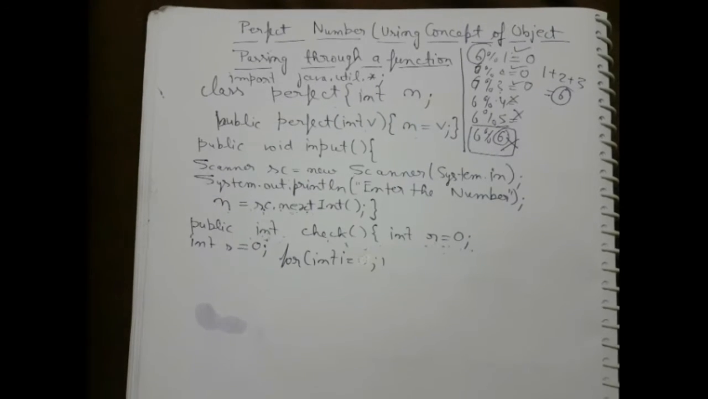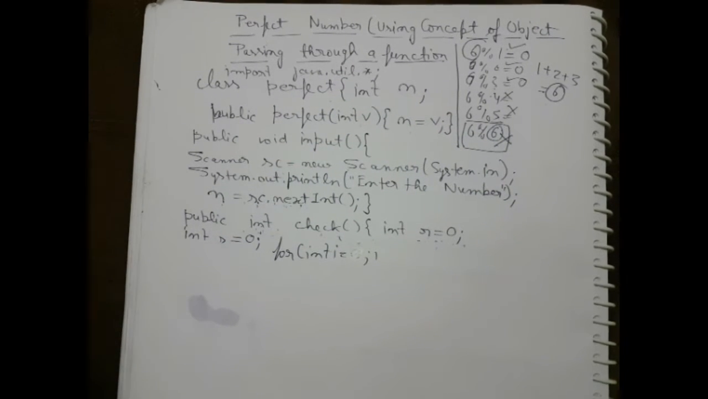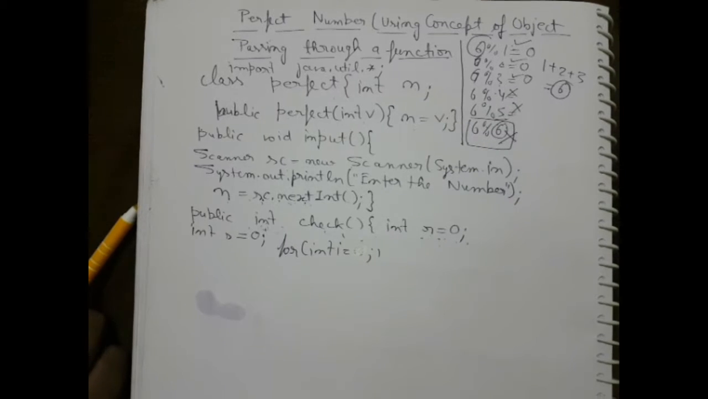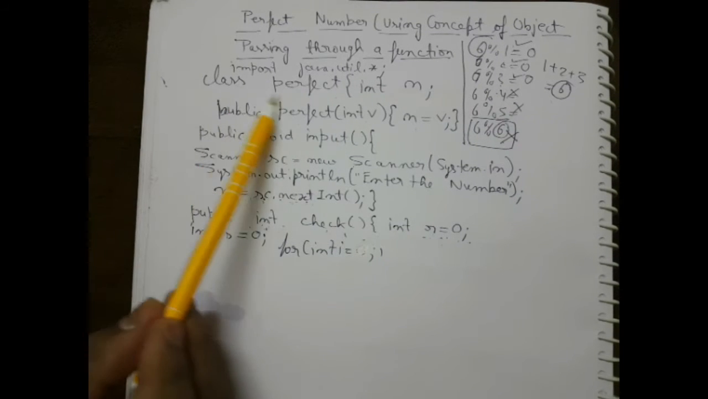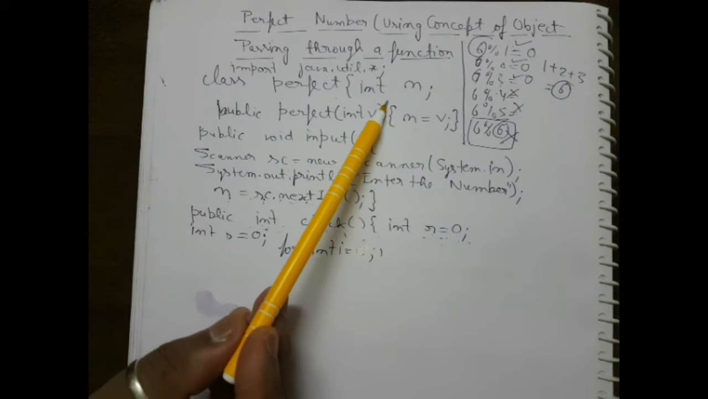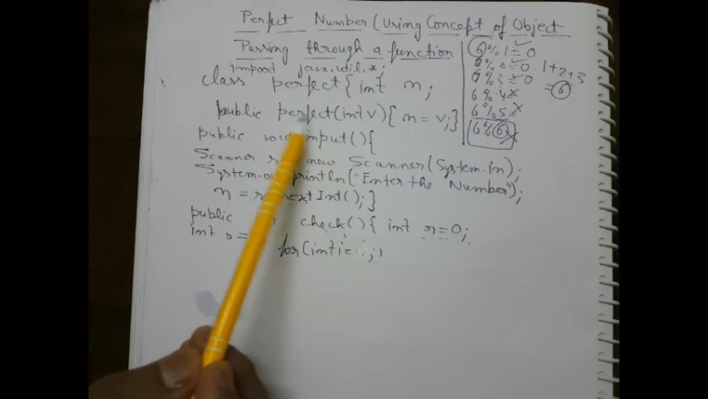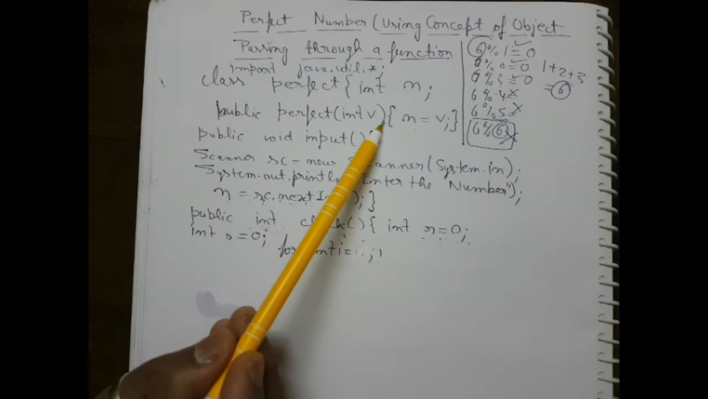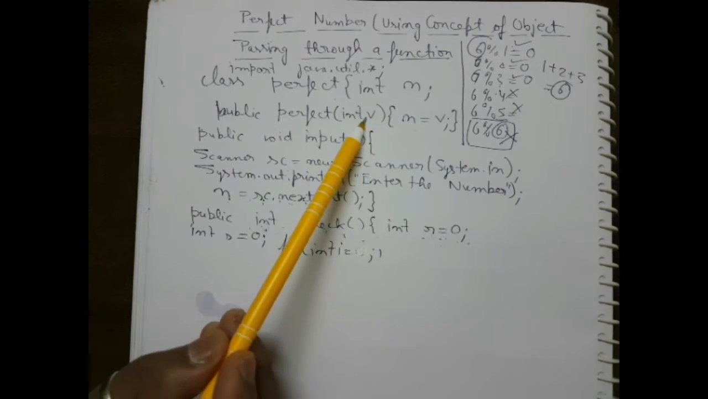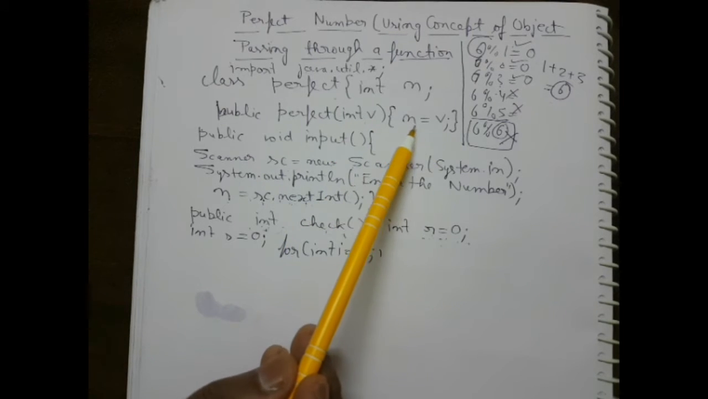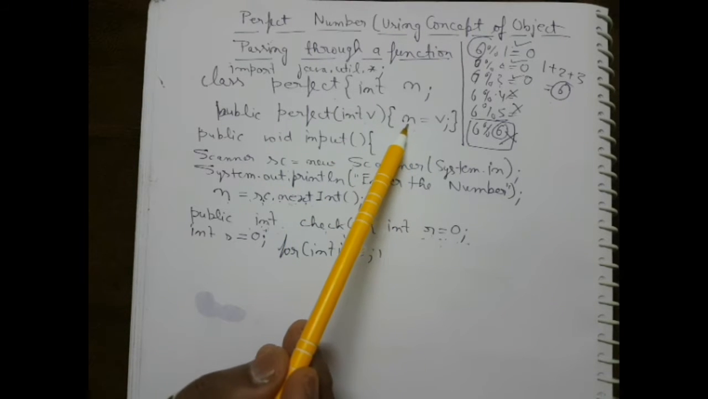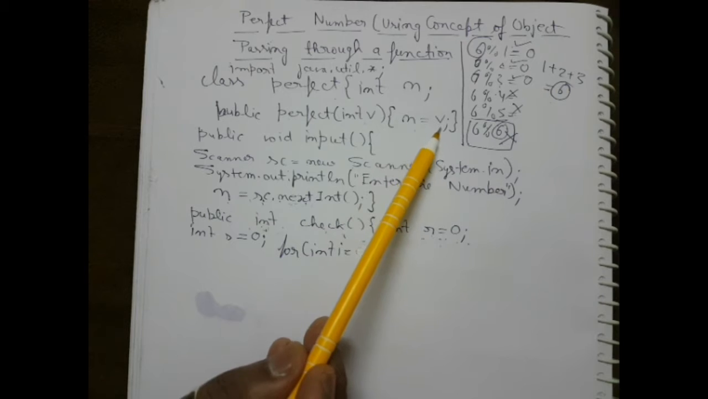Students, in this video I'm going to discuss the perfect number using the concept of object passing through function. So students, you can see that the class Perfect is there, a data member n is there, public Perfect. So this is the constructor. Which constructor? Parameterized, because one parameter or argument is there. It is being used to initialize n with the value of v.